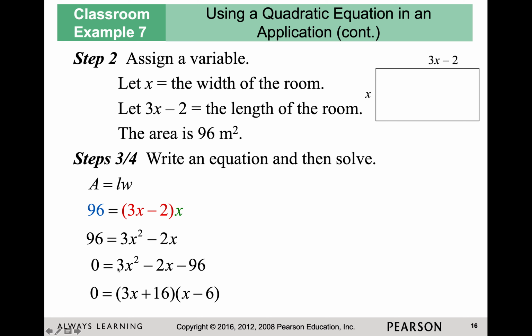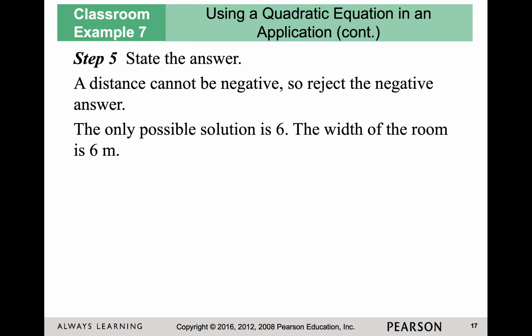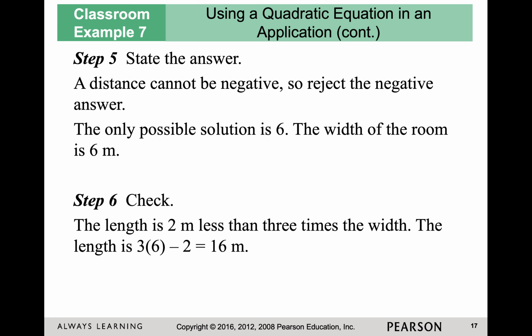And when I factor it, this is what I'm going to get. Now remember, I can do 3 times negative 96, the factors of that add to give me negative 2. Then I'm going to use my zero factor property, and I get 2 x values. Now, if x is the width of the room, a negative width doesn't make sense. So we can rule out that negative answer. So the only possible solution here is going to be 6 because it's positive. I can check my answer by plugging back in, and I see that I am correct.